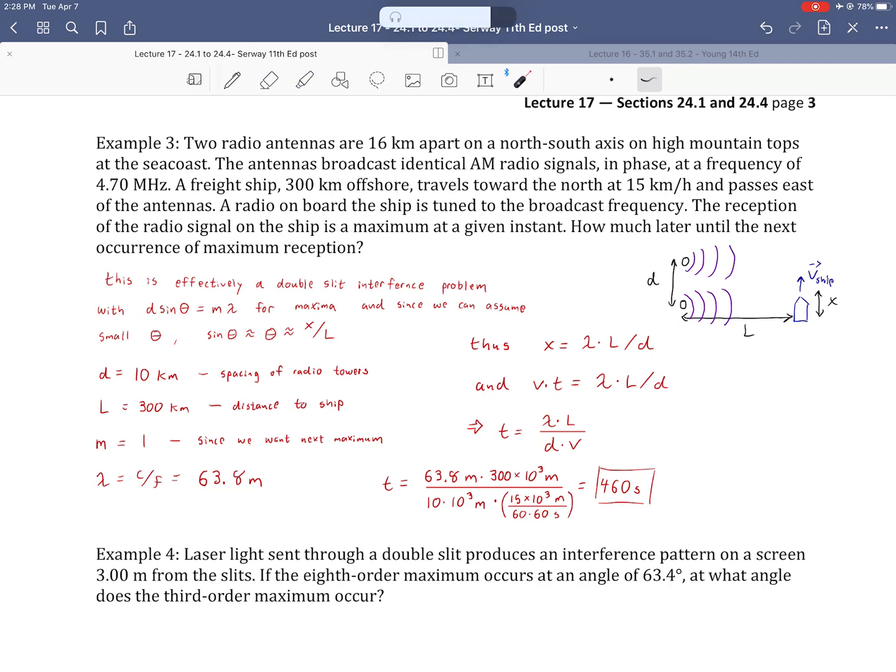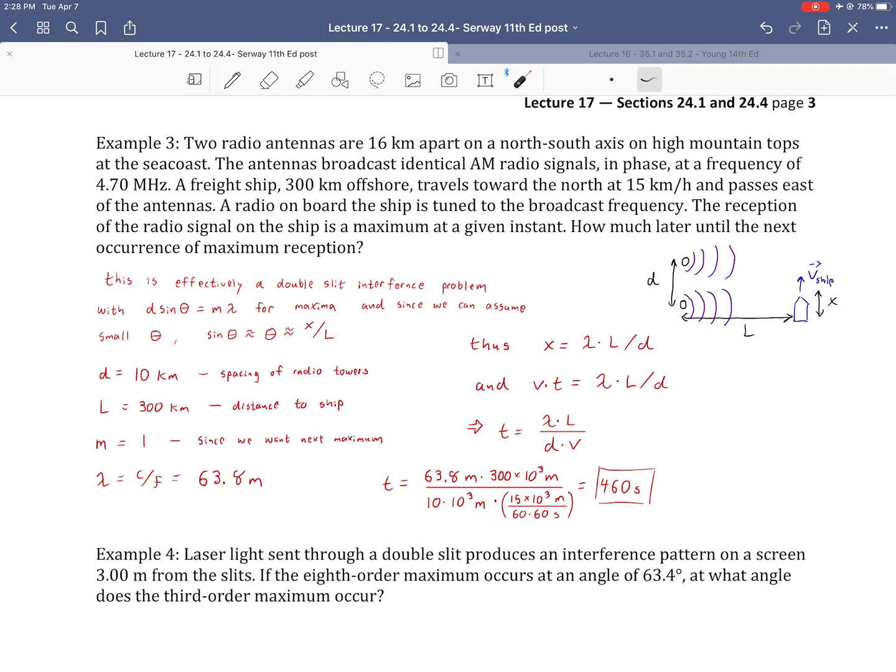Okay, so the antennas broadcast identical AM radio signals in phase at a frequency of 4.7 megahertz. Oh, sorry, I didn't realize my mic was so loud. There we go. So 4.7 megahertz. A freight ship 300 kilometers offshore travels towards the north at 15 kilometers per hour and passes east of the antennas. So the idea is that, off to the right, in the east direction, we have our ship shown in the figure, and our L is the 300 kilometers. That's the offshore distance. The v is 15 kilometers per hour.